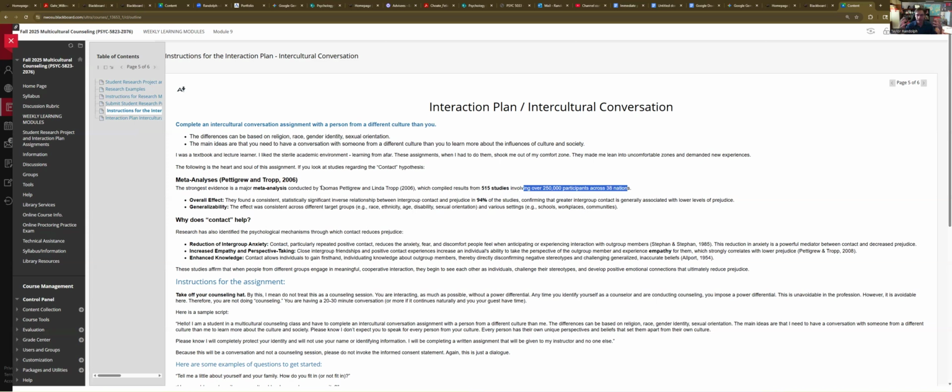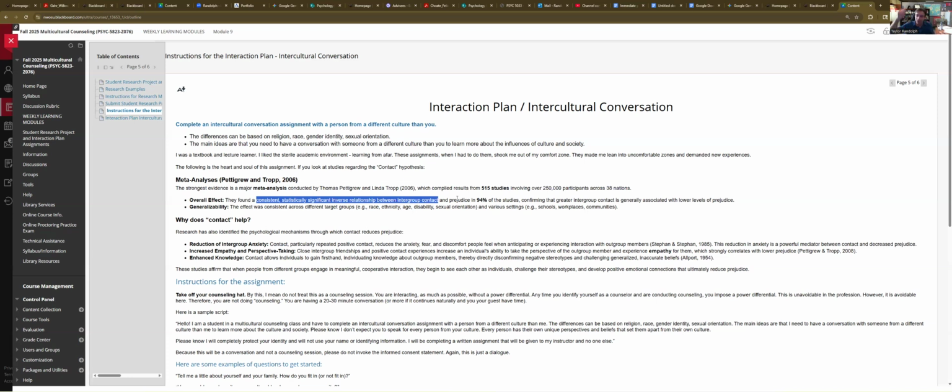looking at ways that people combat oppression, marginalization. What they found was a consistent, statistically significant inverse relationship between intergroup contact, which means as intergroup contact increases, prejudice decreased in 94% of the studies.